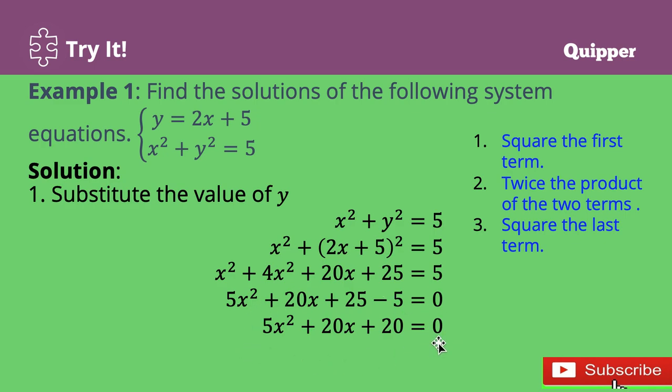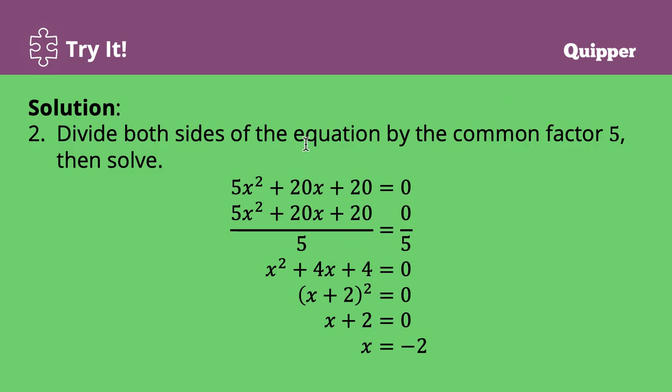And as you observe, there is a common factor for this, which is 5. The three terms here are all divisible by 5. So we have to divide both sides of the equation by the common factor, which is 5, then solve. (5x^2 + 20x + 20) divided by 5 is equal to 0 divided by 5. 5x^2 divided by 5 is x^2 or 1x^2. 20x divided by 5 is 4x and 20 divided by 5 is 4. 0 divided by 5 is 0.